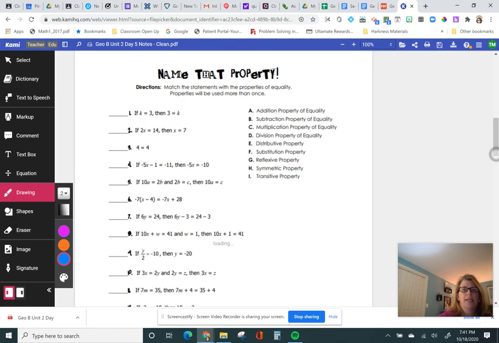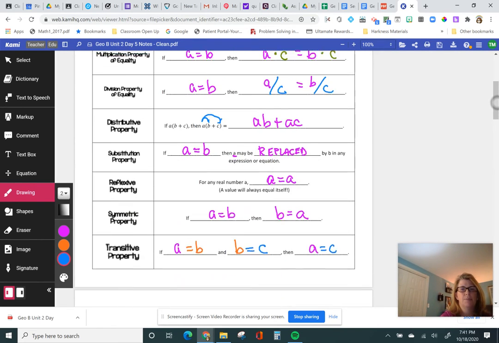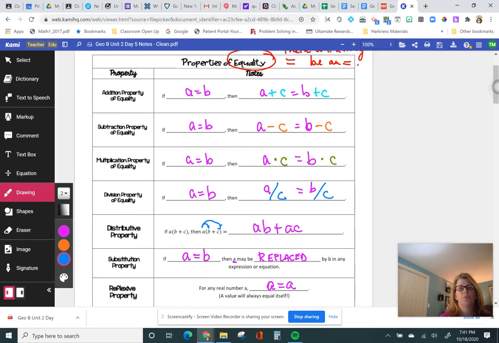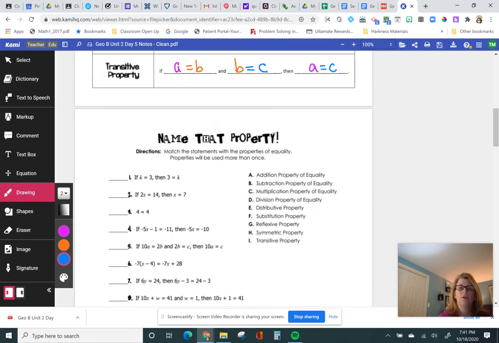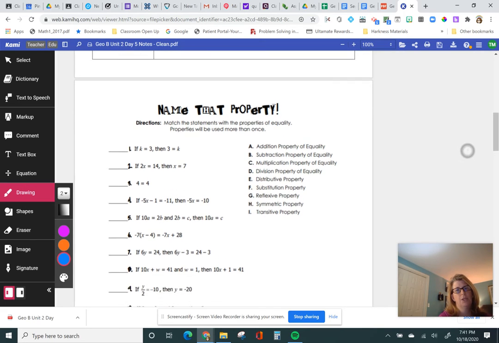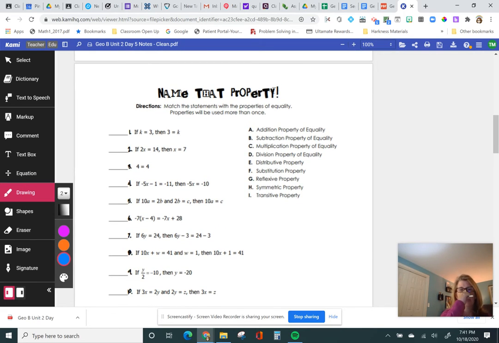So we're going to go through and name that property. It's not always going to look like cute little A's and B's like we have it up here. We have to learn to recognize it in the wild. So we have all of our properties written right here, the letters A through I, and we've got a ton of different statements on the other side that we need to go through and figure out.